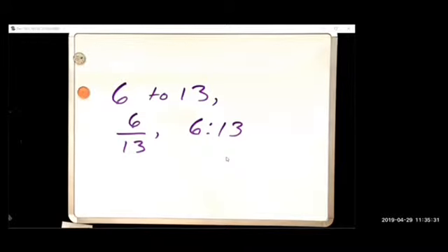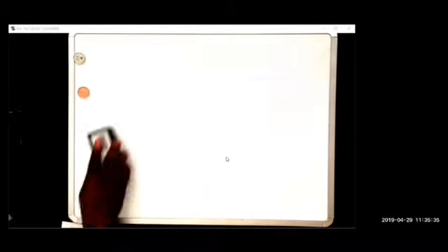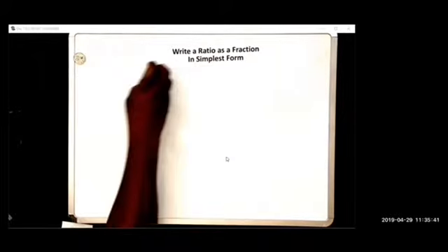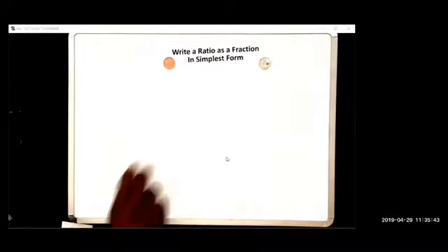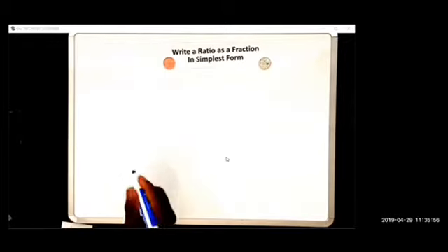Now, let's work on writing a ratio as a fraction. We're going to say in simplest form, okay? I am going to give you a case. We're going to write a ratio this way.